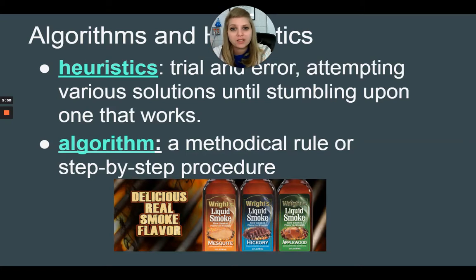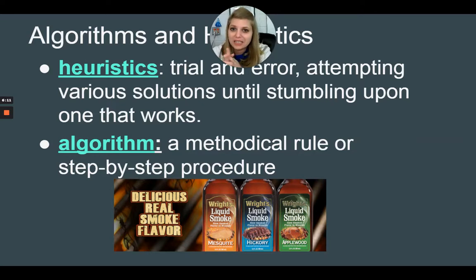And when we're doing this, we're often going to try what's known as a heuristic. A heuristic is a trial and error where I try something out, I see if it works. If it doesn't, boom, I go on to something else. I do this in an attempt to find what is going to work. Okay, and that is a heuristic.